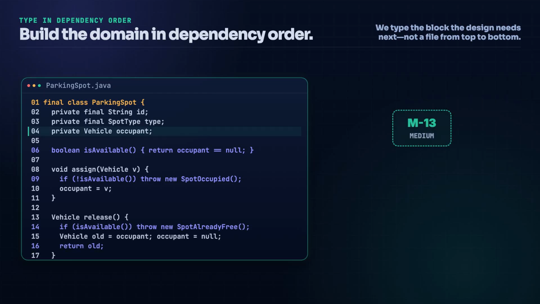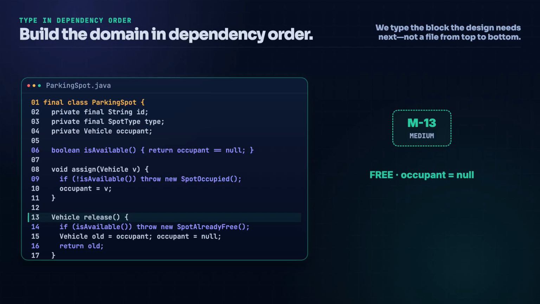It owns an ID, a spot type, and one optional occupant. Is available checks whether the occupant is empty. Assign rejects a second vehicle. Release rejects an empty spot, returns the old vehicle, and clears the occupant.